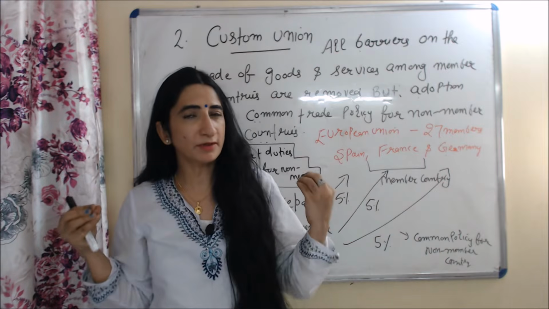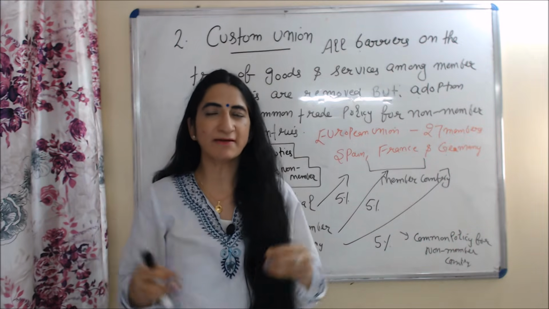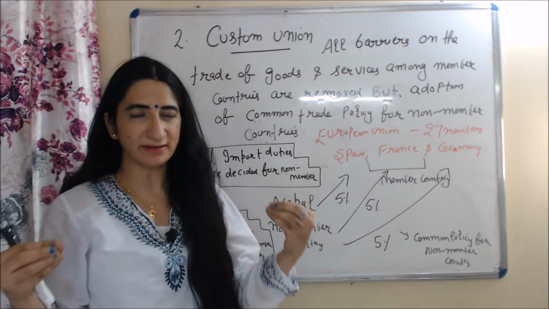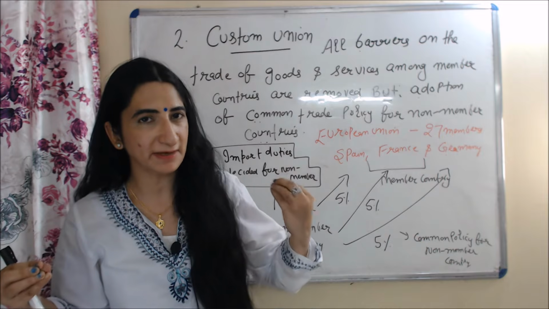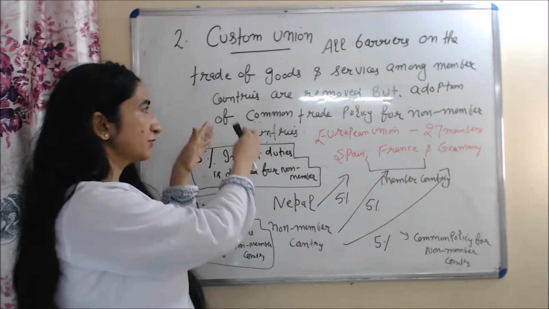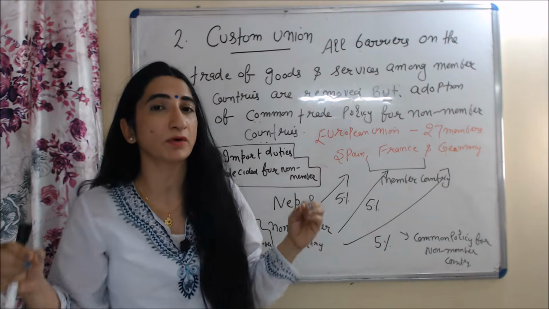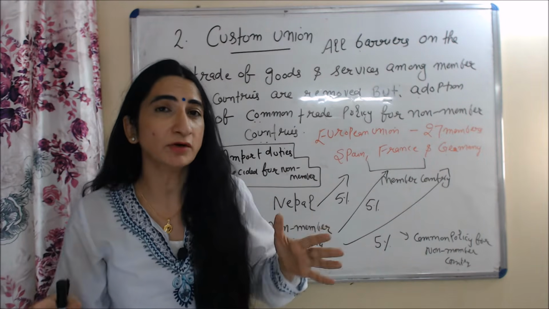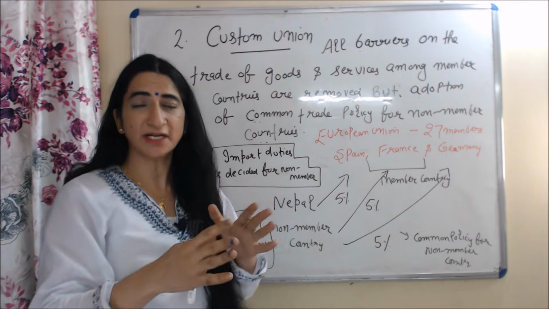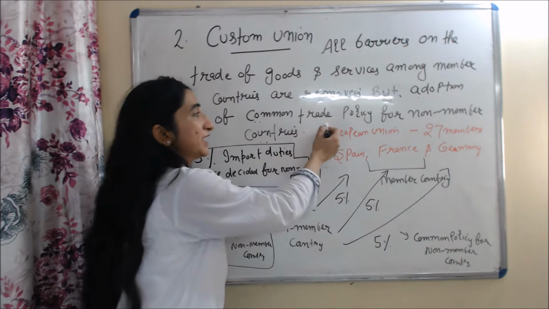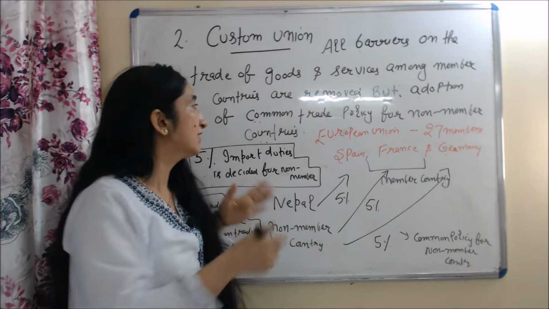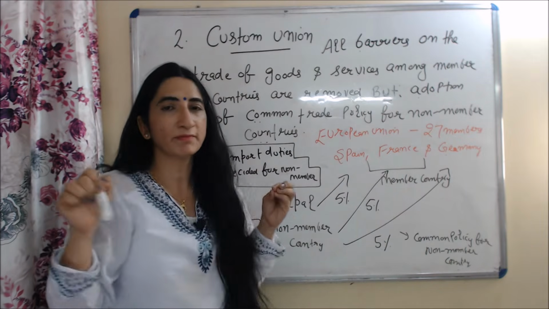Now we talk about the next level. Next level is customs union. Customs union means all the barriers on the trade of goods and services among member countries are removed, but with adoption of a common trade policy for non-member countries. Please don't be confused between free trade area and customs union. In free trade area, we don't have any common trade policy for non-member countries, but in customs union we have a common trade policy for non-member countries.